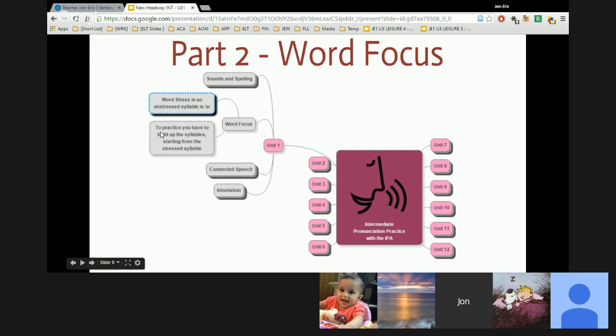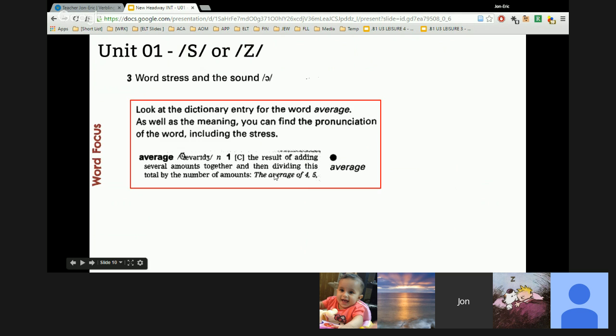Below that, you'll also see that to practice the sound, you have to build up syllables starting from the stressed syllable. So to get it right, there's a little technique. It's actually called back chaining, where you start with the difficult to pronounce syllable, usually the stressed syllable, and you build up the word, adding in the other syllables. So it's something that you can do when you come across a difficult word. So that's what we're going to do today in the first part. We'll probably move on to connected speech as well. But let's start here. And let me just make sure your microphones are working.